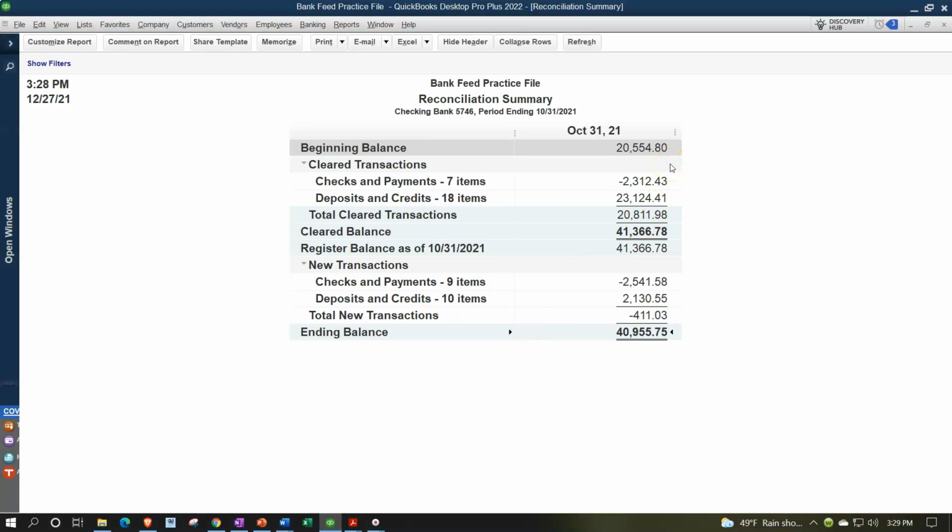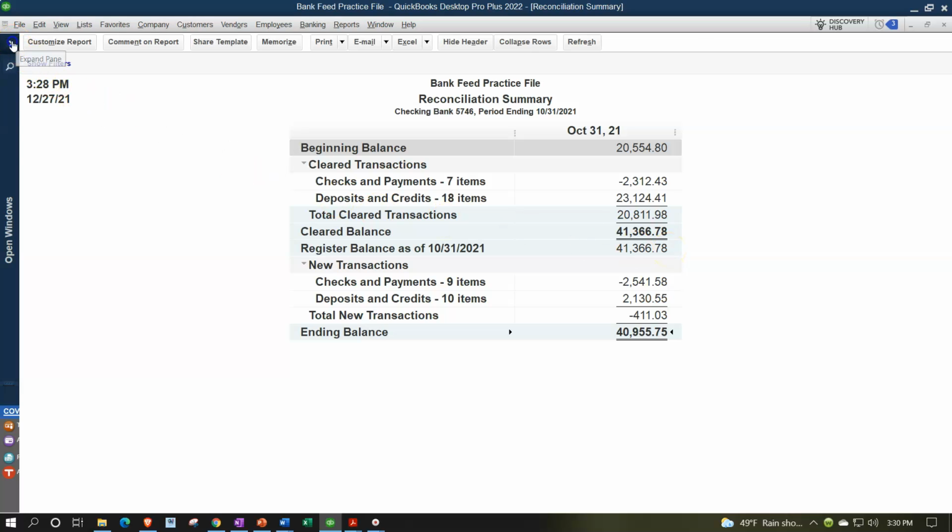Now that's not really the bank reconciliation. That's just telling us the items that had cleared. The bank reconciliation would be in between these two numbers, which would be the outstanding checks and deposits, which we don't have any because we constructed our books directly from the bank. So in other words, this bank balance number on the bank statement as of the point in time we're reconciling, October 31st, is the same as our register balance, what's on our books, 41,366.78.